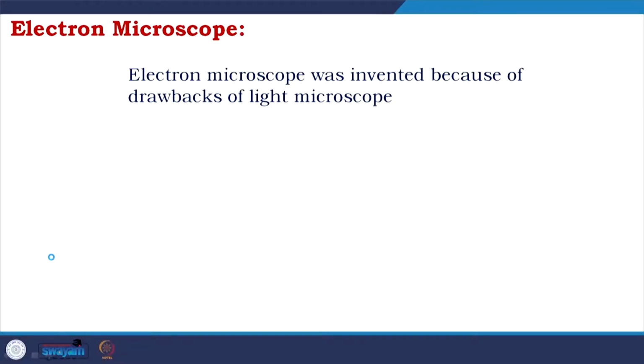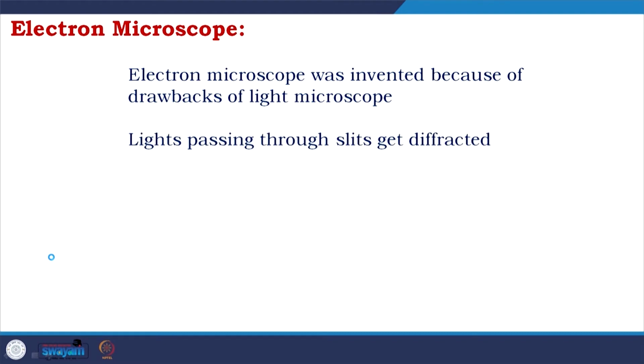Now, coming to the electron microscope. The electron microscope was invented because of the drawbacks of the light microscope. We have already talked about the drawback. The drawback is about the resolving power.